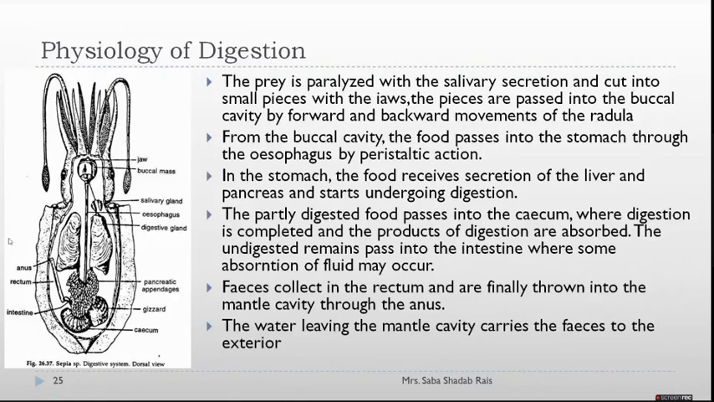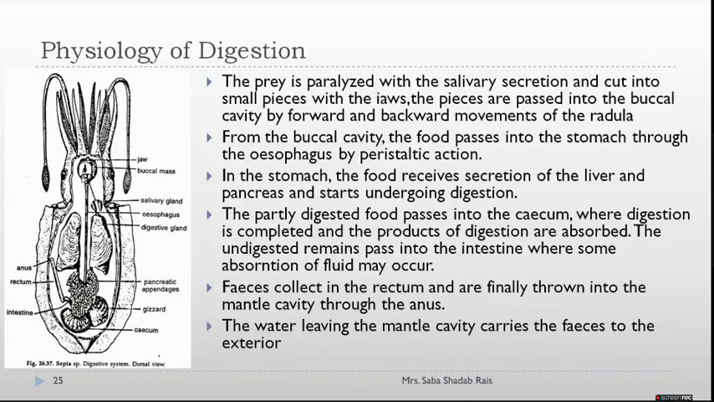Not only this, they have the buccal cavity, which is receiving the secretion of the salivary gland. So this salivary gland will secrete the saliva. This saliva is composed of a specialized secretion which is poisonous, which is going to make the prey paralyzed. So this paralyzed prey becomes very easy, because it is not moving. So it becomes easy for the sepia to chop them, because they are not going to move.